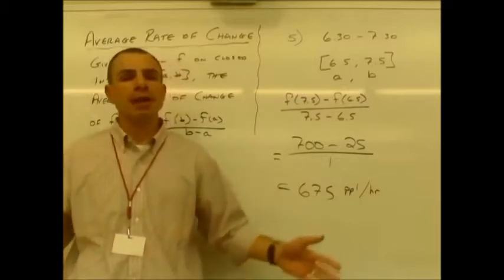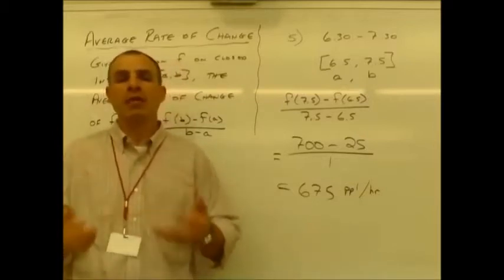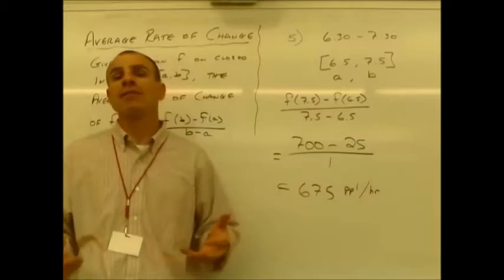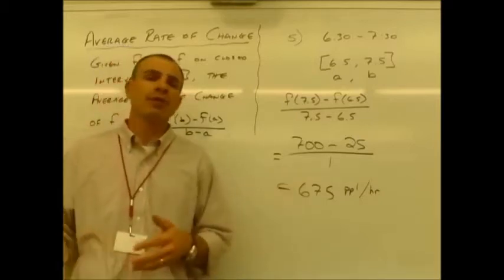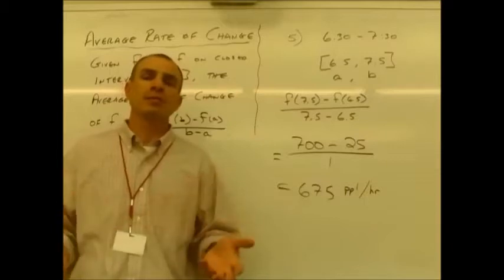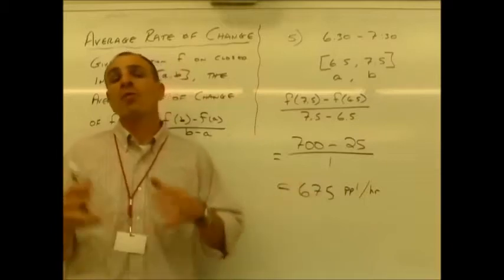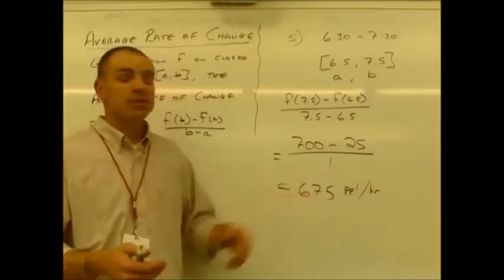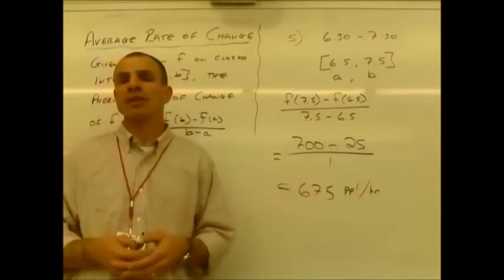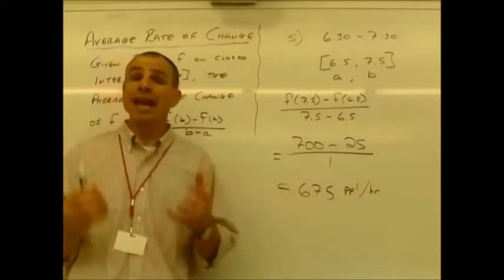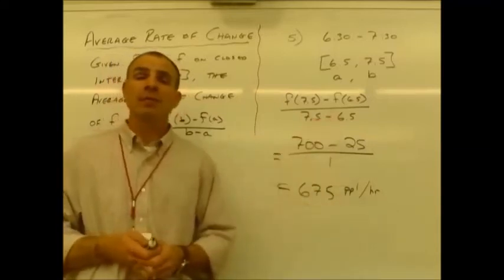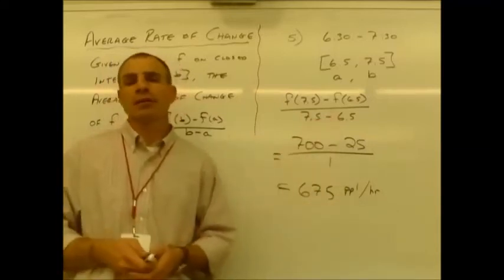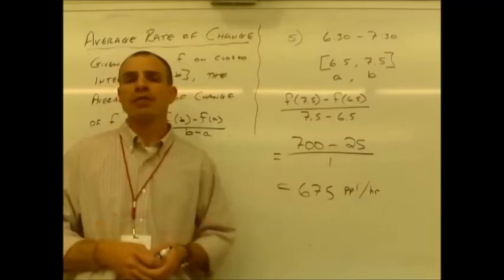At some point there might have been a lot of kids coming into the building at any particular second, and therefore the rate is higher than 675. Other times, maybe there's a little bit of a traffic jam, nobody can get into the building for 30 seconds. Well, obviously then the rate of change is much lower than that 675 people per hour. But on average, over the course of this hour, 675 people per hour is the rate at which the population of the building is changing.